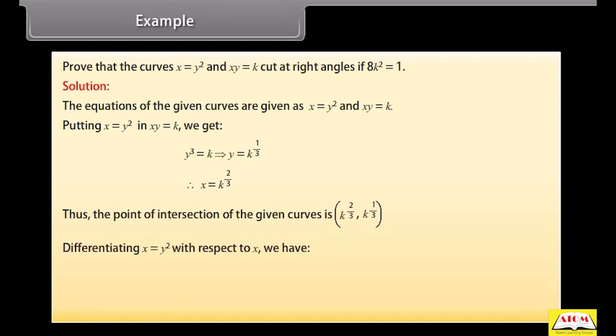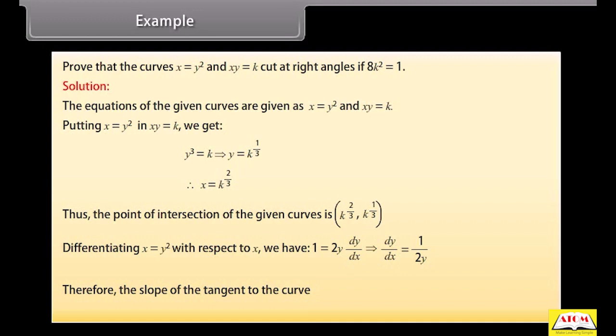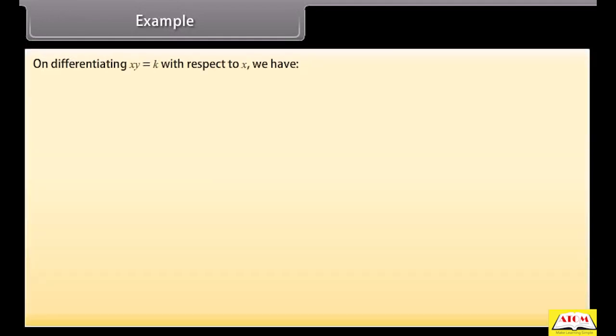Differentiating x = y² with respect to x, we have 1 = 2y dy/dx. It implies dy/dx = 1/2y. Therefore, the slope of the tangent to the curve x = y² at (k^(2/3), k^(1/3)) is dy/dx at that point, which equals 1/(2k^(1/3)). On differentiating xy = k with respect to x, we have x dy/dx + y = 0. It implies that dy/dx = −y/x.